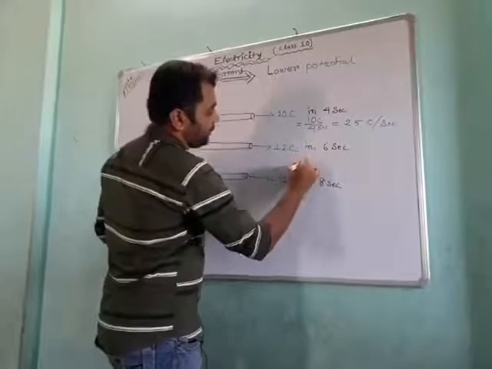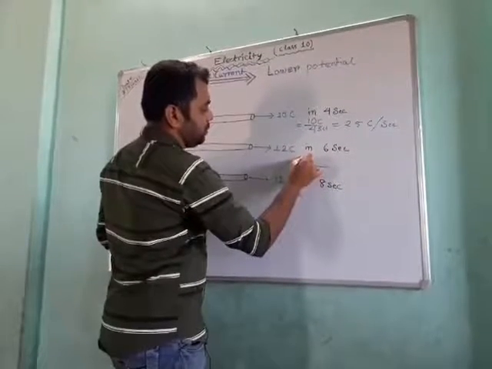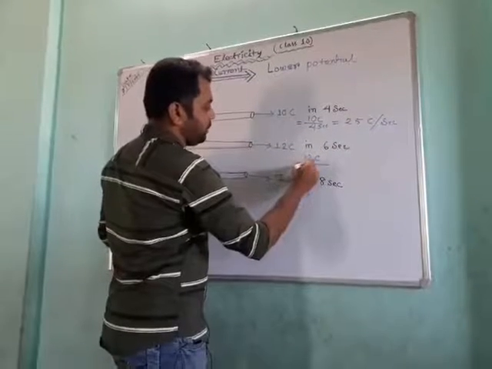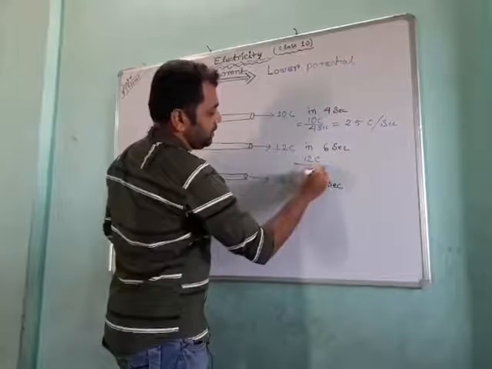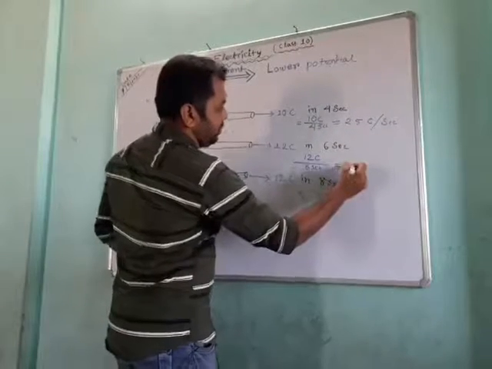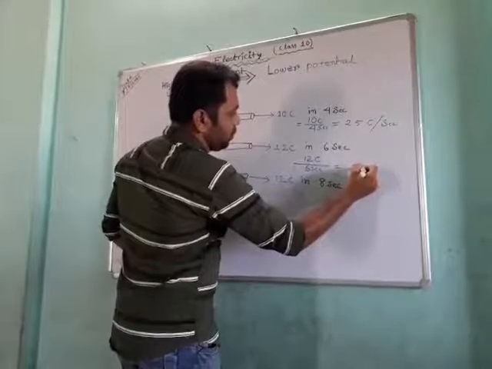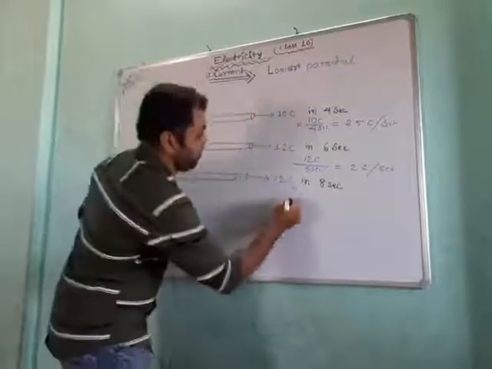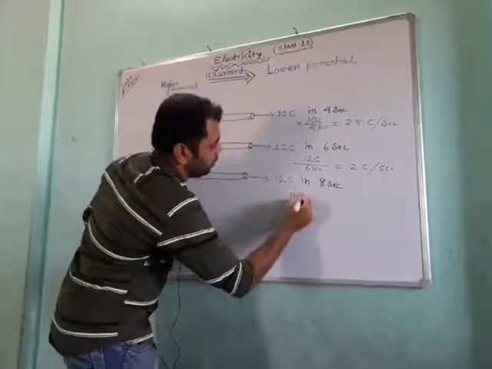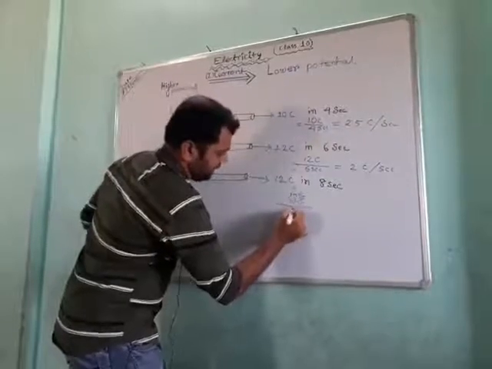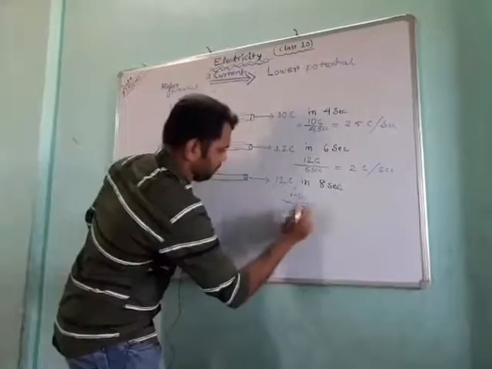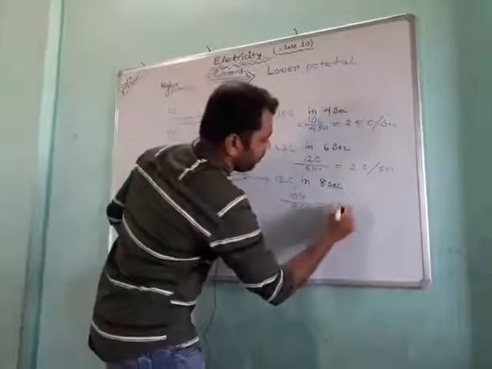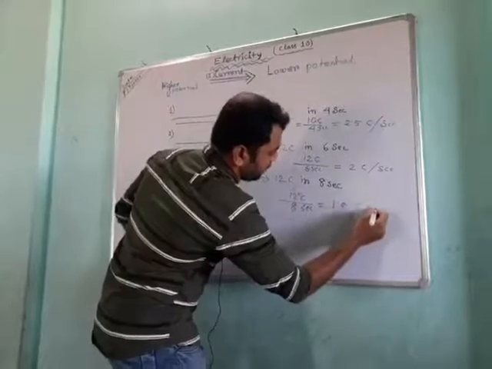Through the second wire, 12 coulomb divided by 6 seconds. So the answer will be 2 coulomb per second. Through the last wire, 12 coulomb in 8 seconds, so it will be 1.5 coulomb per second.